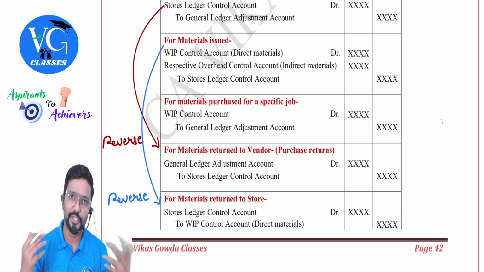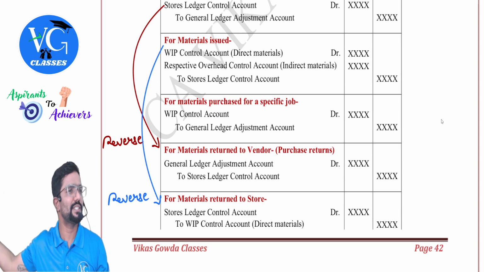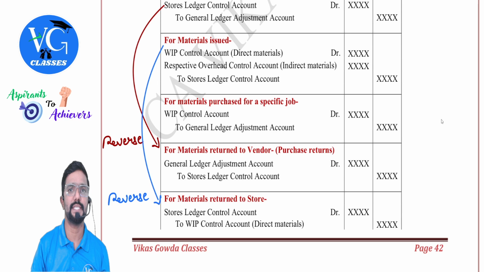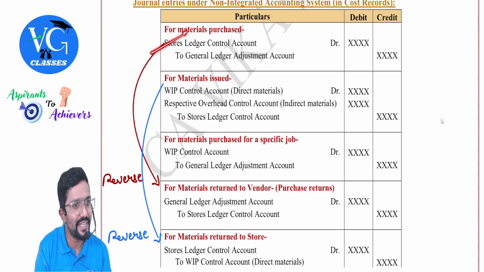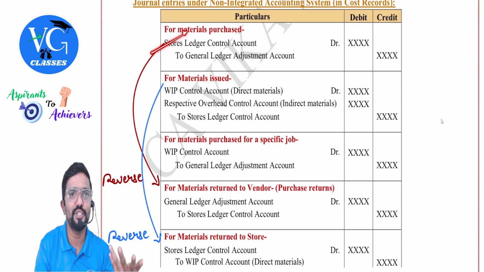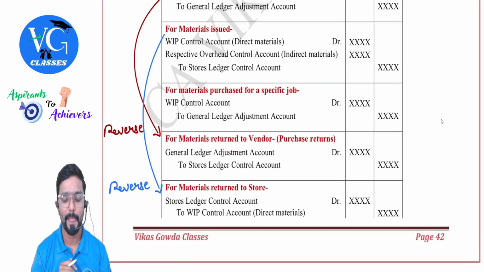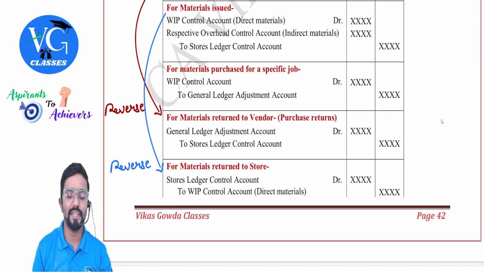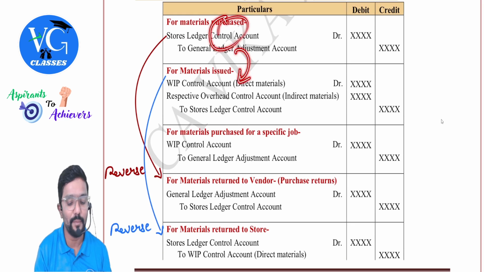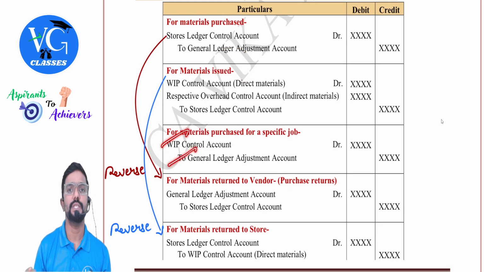If the question tells you that so much indirect material is transferred to administration, selling and distribution and so on, then distribute accordingly. Credit stores ledger. Very simple. Debit what comes in when we purchase, and when we are issuing, it is going out, so credit what goes out. Now, if any material is purchased directly for a specific job, instead of receiving it and sending it to WIP, straight away record it in WIP. So WIP to general ledger.